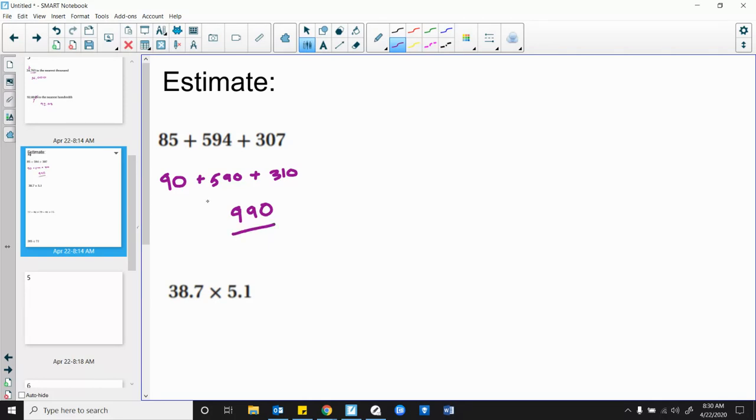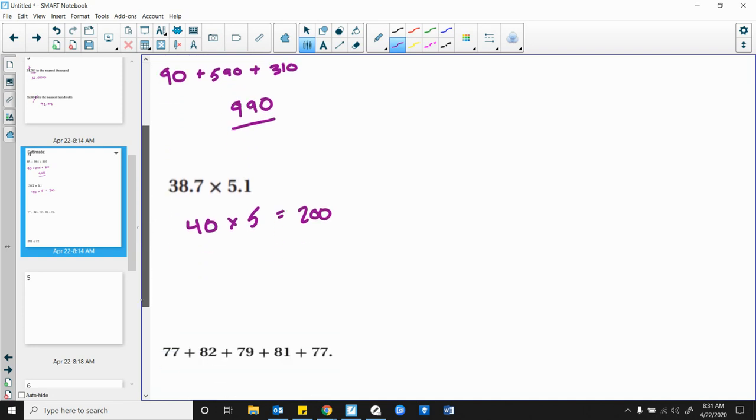All we're doing is giving ourselves easier numbers to work with. In this case, I'm going to round this one, 38.7, all the way up to 40, and then this is close to 5. So let's just make it, why did I put a plus sign though? Whoops. Times 5. 40 times 5 is pretty easy for us to do. That's 200. Again, they're not exact answers. They're estimates of the answer.